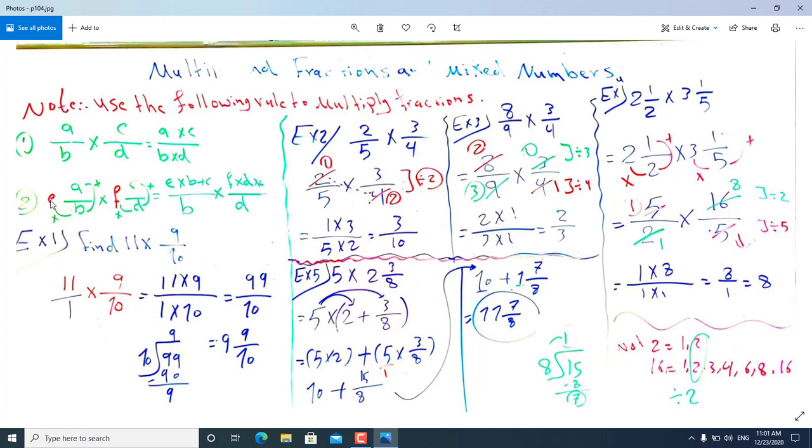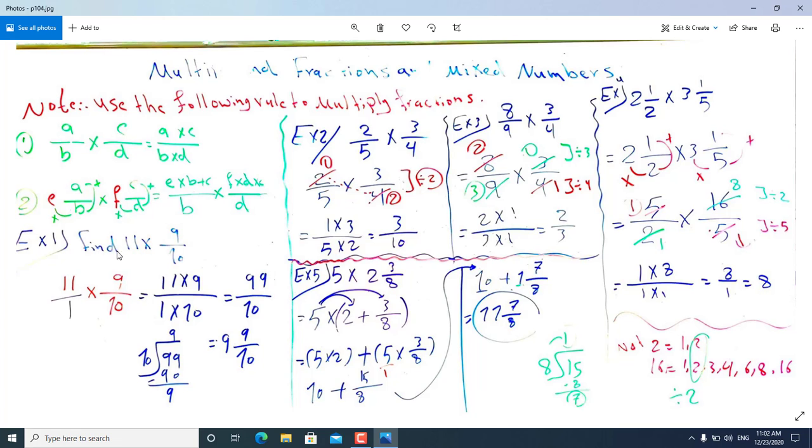And if you have a mixed number, any mixed number, we multiply the whole number with the denominator and add the numerator. We do the same for the other fraction: multiply the whole number with the denominator and add the numerator. After that, we write it over the fraction and keep the same number as the denominator.